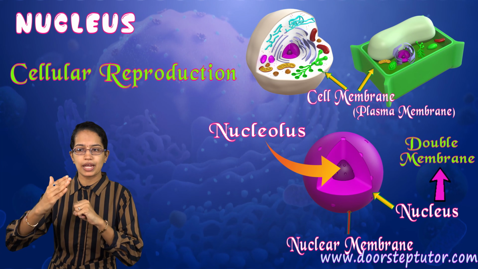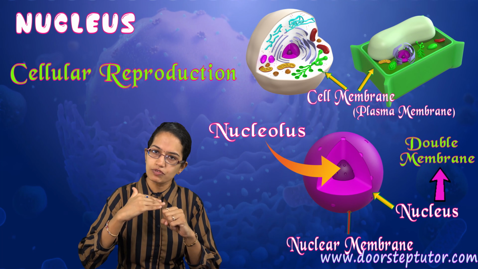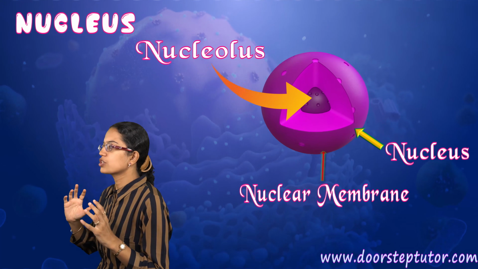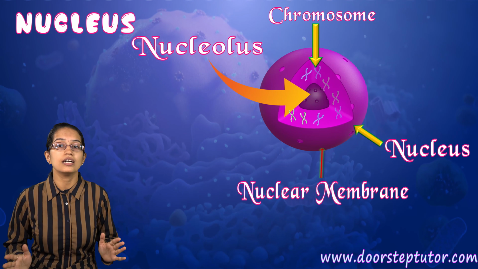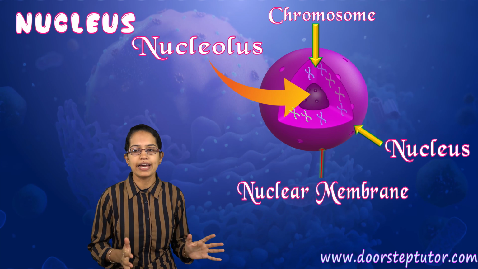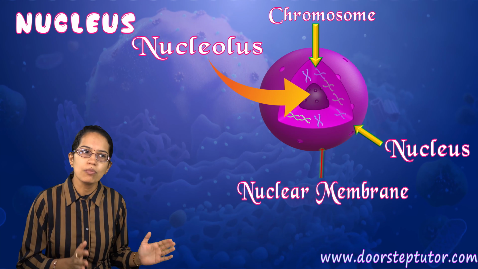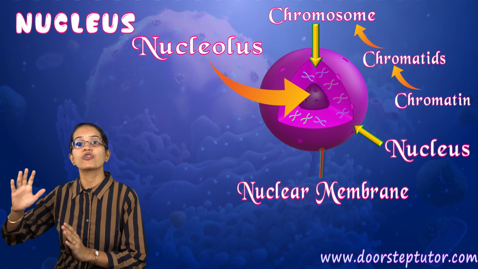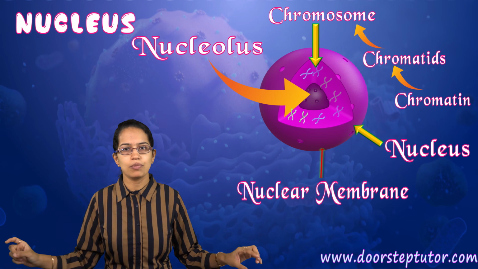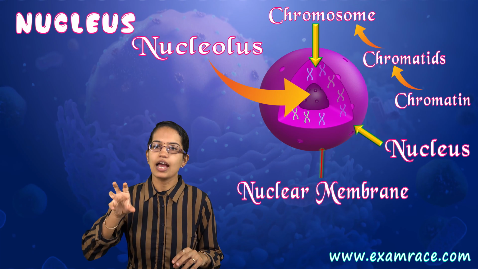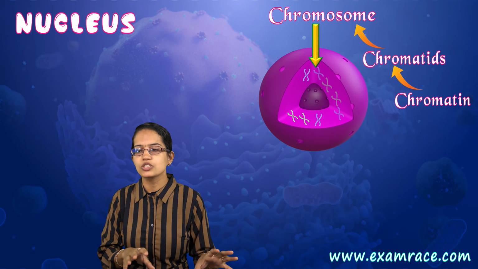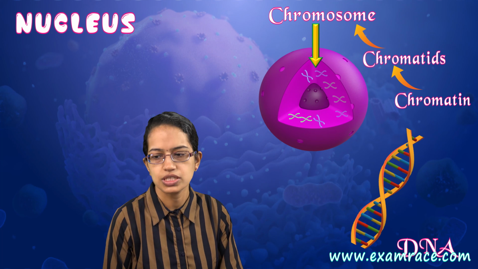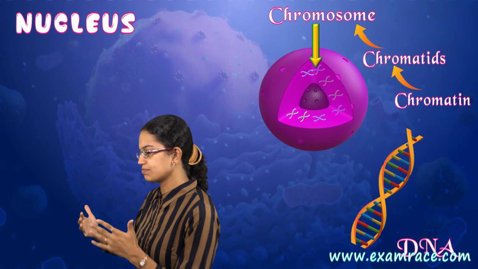Now this nuclear membrane allows the exchange of material between the inside of the nucleus and the outside, and you have chromosomes that are present in the nucleus. These chromosomes carry the genetic information. So chromosomes are made up of chromatids, and chromatids in turn are made up of chromatin. This is again very, very important. Chromatin forms chromatid and chromatid forms the chromosome. These chromosomes contain DNA, and DNA is responsible for the hereditary information that is carried from one organism to another.